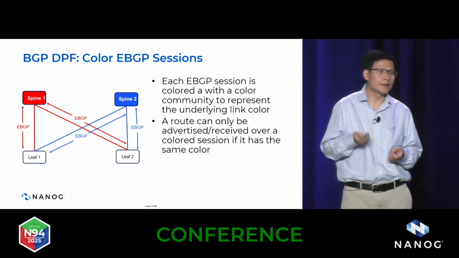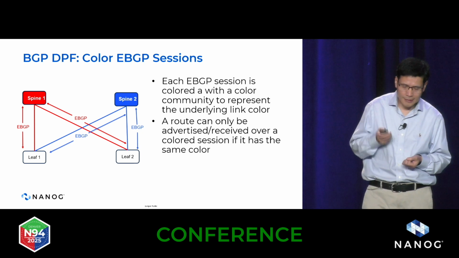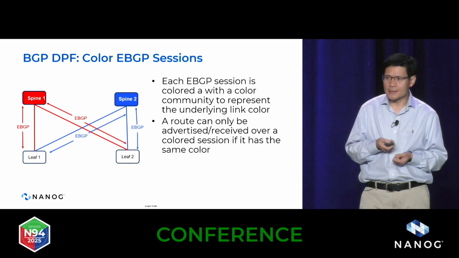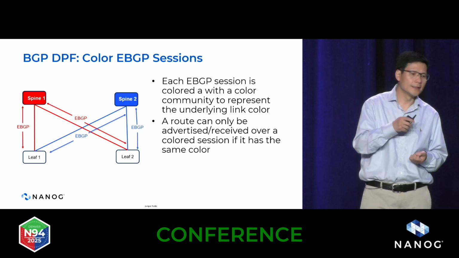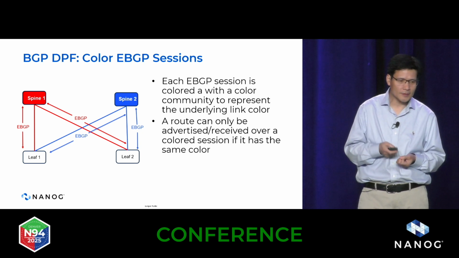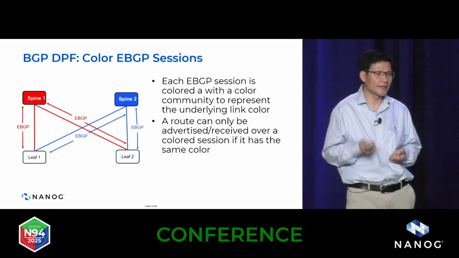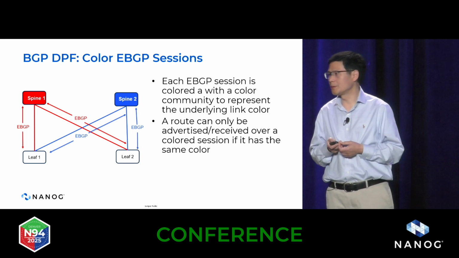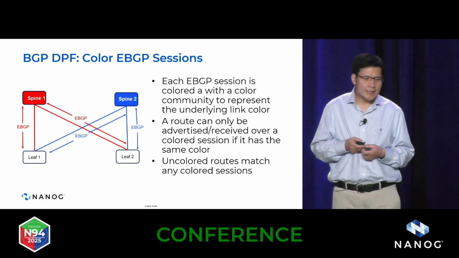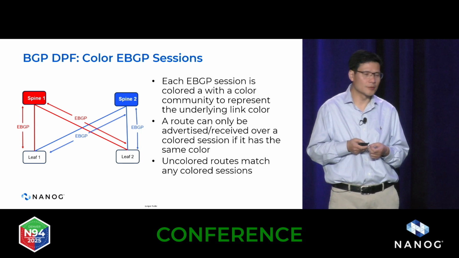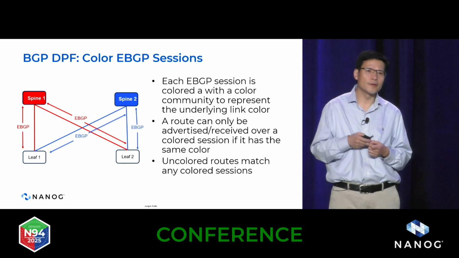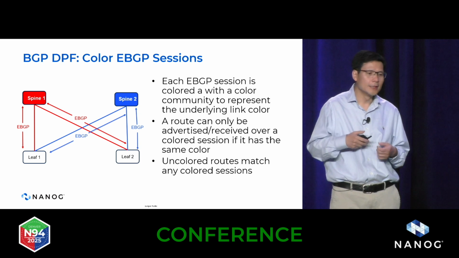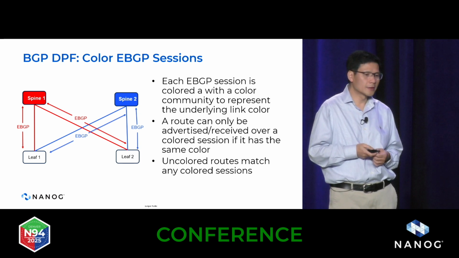Once the EBGP sessions are colored with either red or blue, we only allow a route to be advertised over these sessions or received over these sessions if the route color also matches the session color. For example, only those red routes can be advertised over the red session and received over the red session. Only the blue routes can be advertised or received over the blue sessions. One exception is those uncolored routes. They are allowed to match any colored fabric. The reason is for backward compatibility, and it's also for some cases where people would want to use those uncolored routes to go through all of the fabrics just for protocol traffic only.